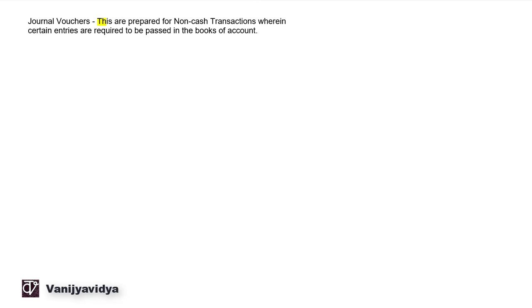Journal vouchers. These are prepared for non-cash transactions wherein certain entries are required to be passed in the books of account. Now there may be certain transactions which are required to be recorded in the books of account. Okay, so they might not come in any of the categories which we had seen, that is expenses or income or your sales voucher or payment voucher or receipt voucher. So all those transactions are recorded using the journal vouchers.